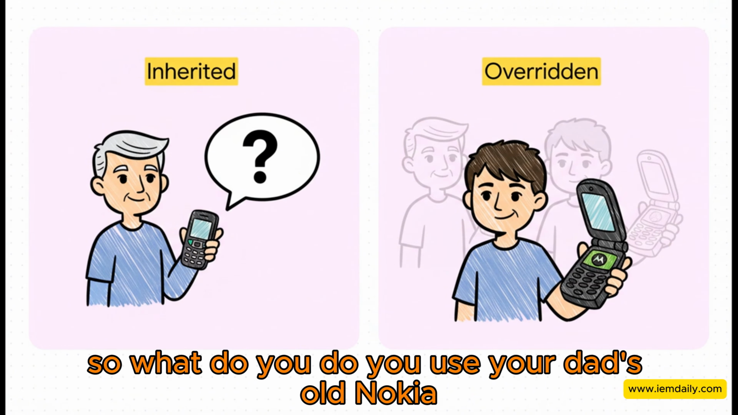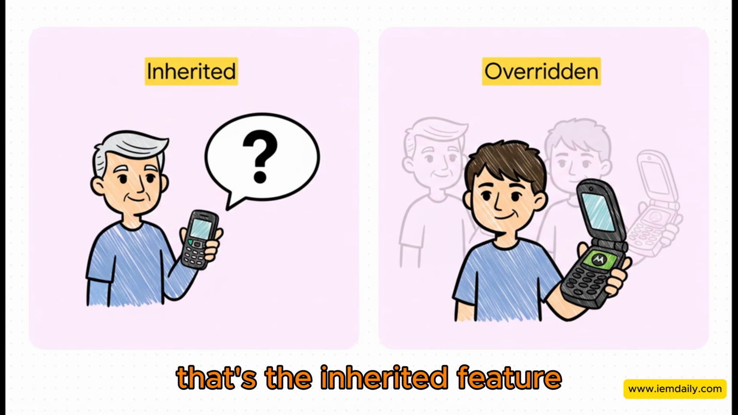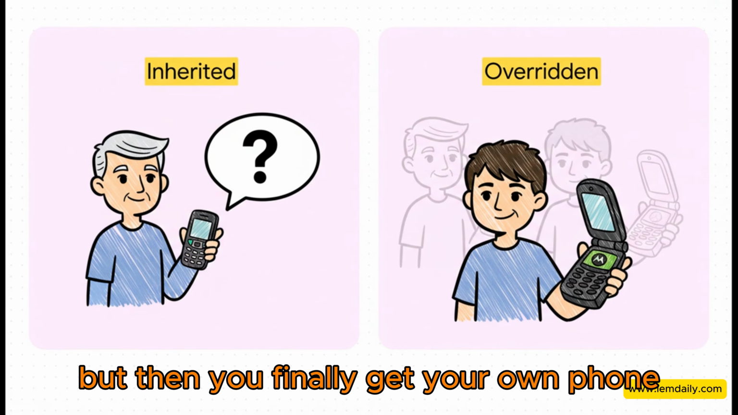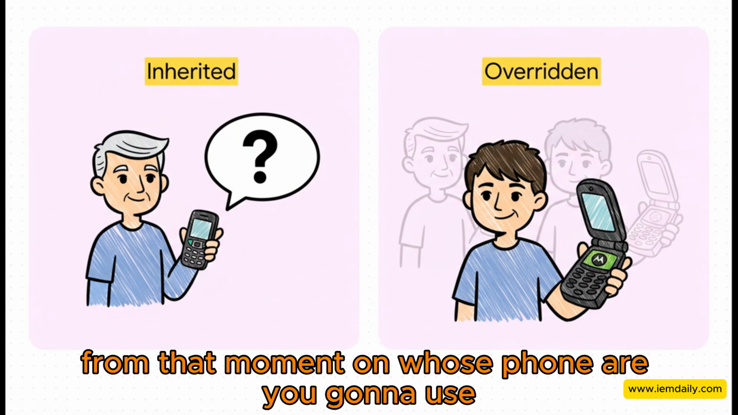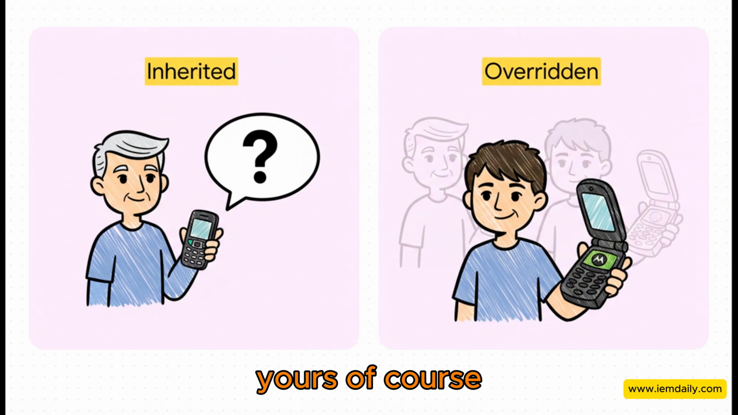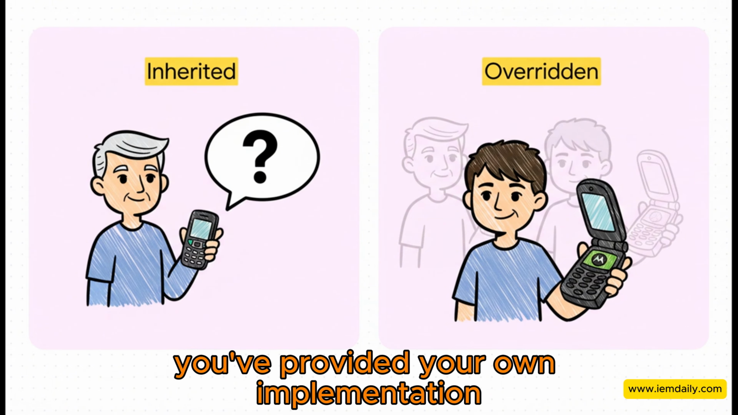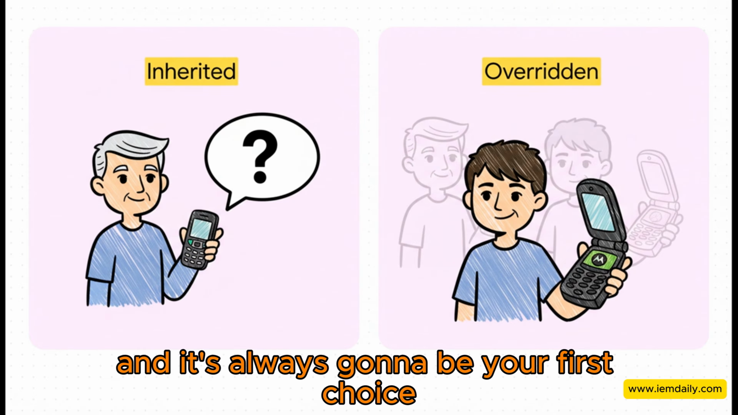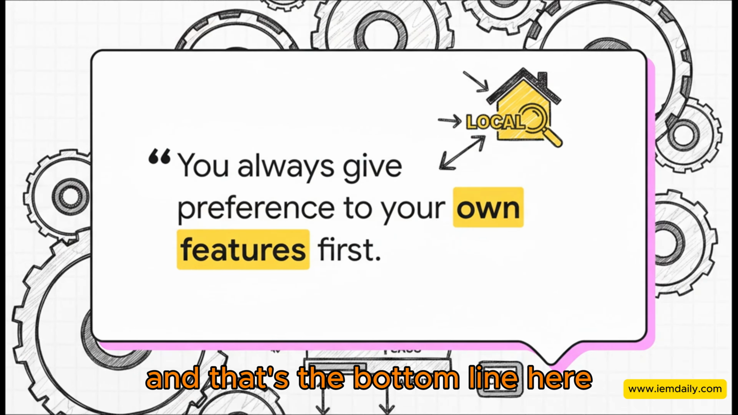So what do you do? You use your dad's old Nokia. That's the inherited feature. But then you finally get your own phone. From that moment on, whose phone are you going to use? Yours, of course. You've provided your own implementation, and it's always going to be your first choice. And that's the bottom line here.